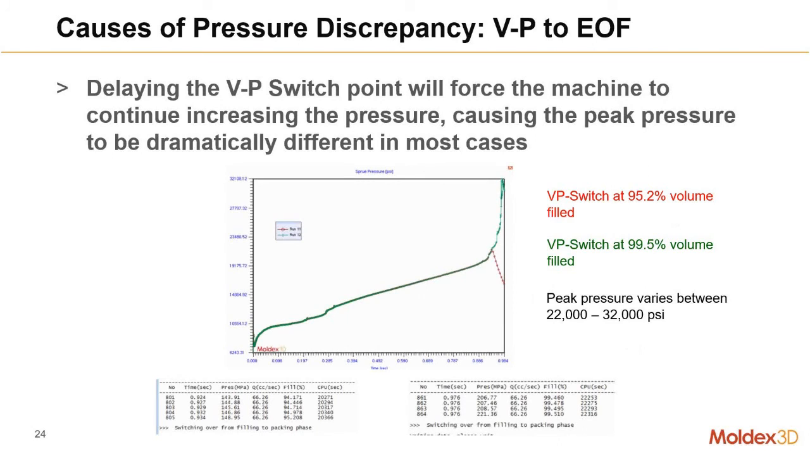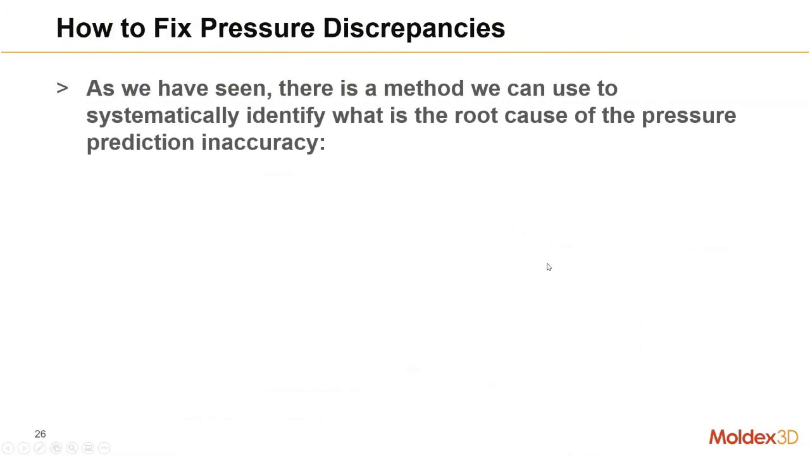And you'll see this in reality as well. Not necessarily switching over at different points, but comparing the simulation to reality. If we're not switching at the same position, our peak injection pressure, our max injection pressure is going to be vastly different.